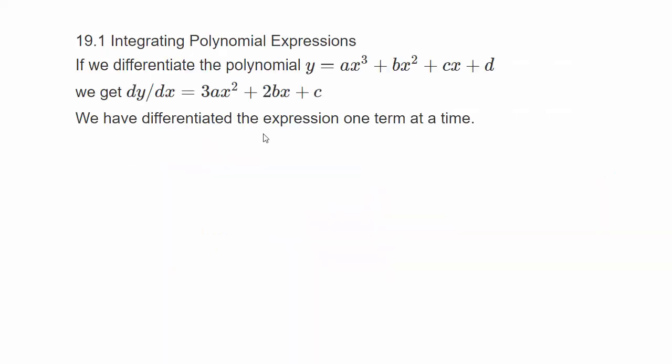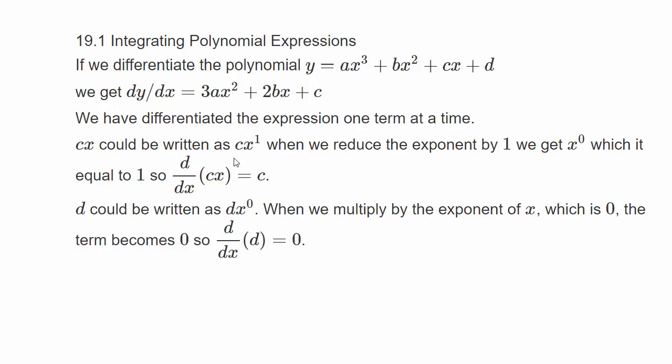Integrating polynomial expressions. If we differentiate an expression like y is equal to ax cubed plus bx squared plus cx plus d, we get 3ax squared plus 2bx plus c. We differentiate the expression one term at a time.